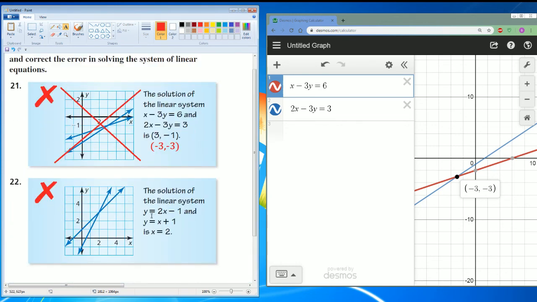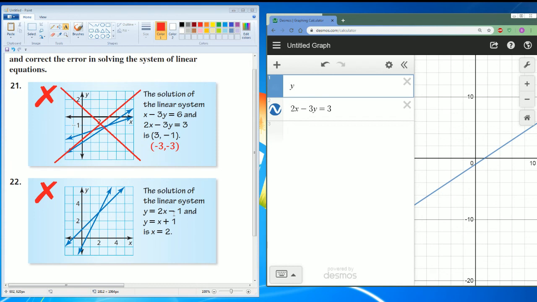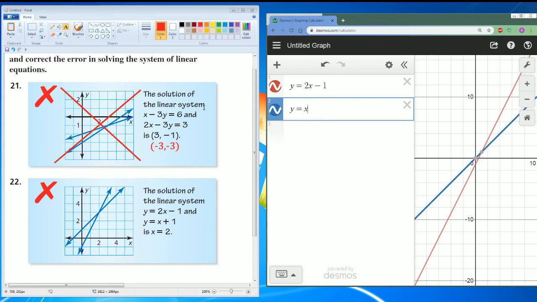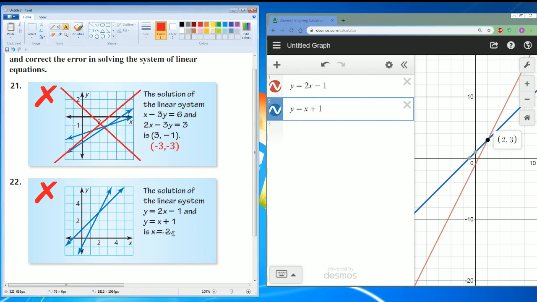22. Here's the equation. Is it graphed correctly? Yeah, it looks like it's graphed correctly. Here, let's just graph it. They say the solution for this linear equation is defined by that equation, y equals 2x minus 1. And also it is y is equal to x plus 1. And it is at 2 comma 3. So they wrote just x equals 2.